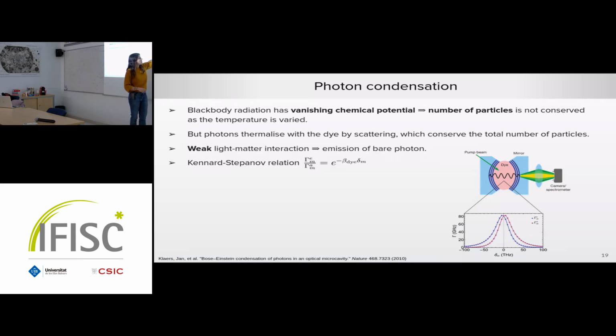Then what happens is, well, a condensate of photons is kind of a hard thing to get because photons don't conserve the particle number when they interact usually. So you need to find some interaction in which they conserve the particle number so that you can cool them down. And that's what the dye does.